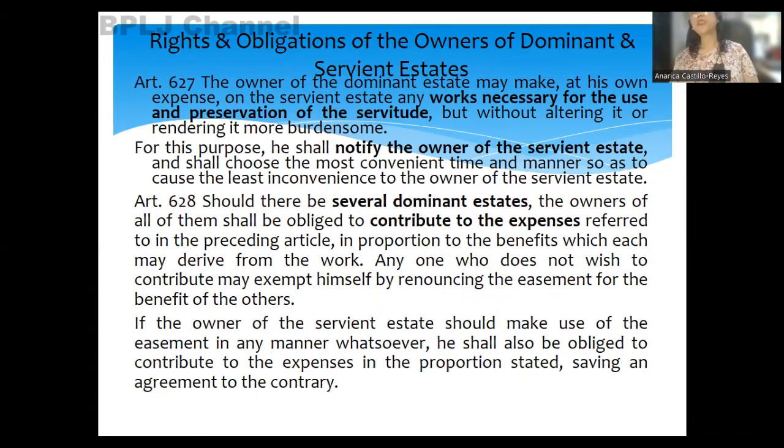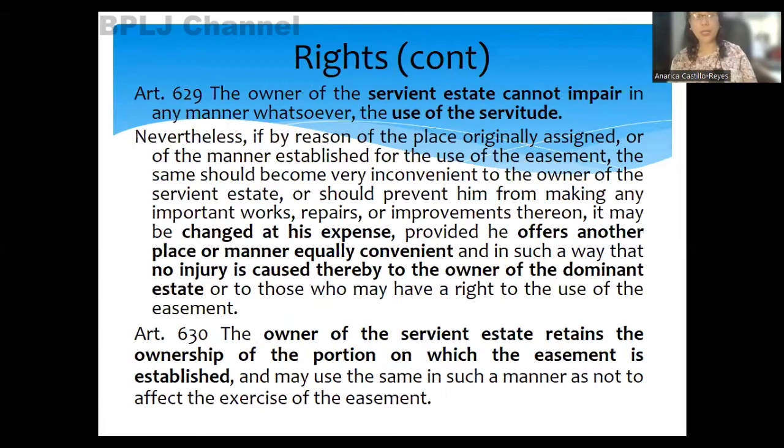Okay? First and foremost, among the rights of the owner of the dominant estate is the right to use the easement, because it is for his benefit that the said easement was established. So, it is also his right to make works necessary for the preservation of the easement. Okay, this is the obligation to notify the owner of the said works and to schedule it at a time which is most convenient to the owner of the servient estate. Okay? Should there be several dominant estates, the owners of all of them shall be obliged to contribute to the expenses. Okay? Because it was established for their own mutual benefit.